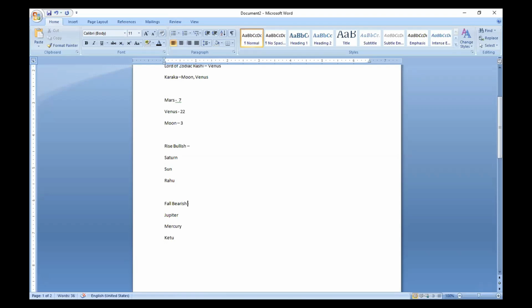Sir, from what I can see, all the benefic planets are bearish and all the malefic planets are bullish except for Ketu. Is that correct? Yes, correct.